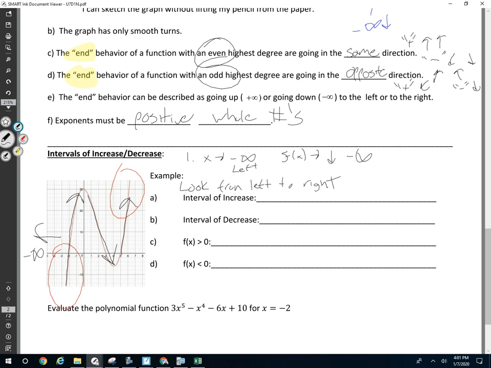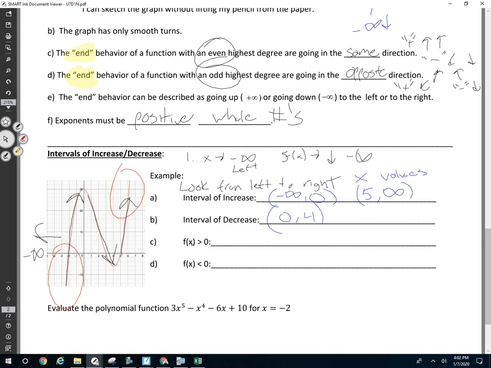So, from left to right, I see my graph goes up, down, up. I would say I'm increasing from negative infinity until I stop increasing, which is 0. We are only looking at x values. I'm decreasing from 0 to 4, and then I'm increasing from 5 to infinity. This is another way in which we can describe polynomials. When is it going up and when is it going down?